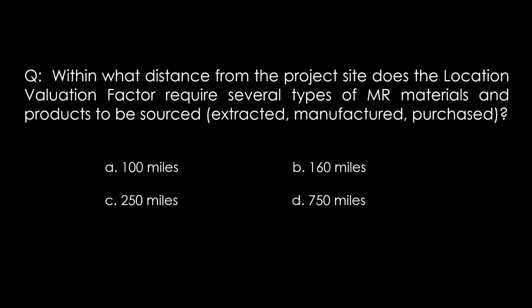Next question. Within what distance from the project site does the location and evaluation factor require several types of materials and products to be sourced? Options are option A 100 miles, option B 160 miles, option C 250 miles, and option D 750 miles. Well, the answer is option A, 100 miles, which is equal to 160 kilometers.